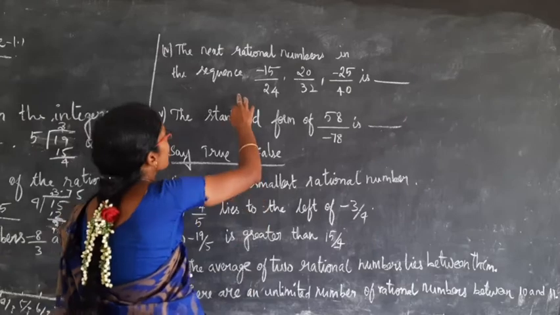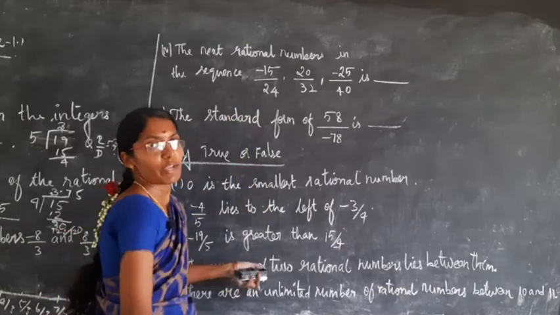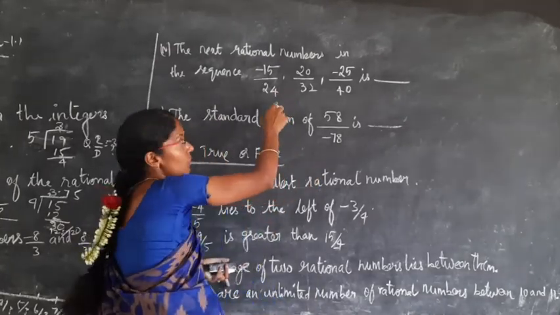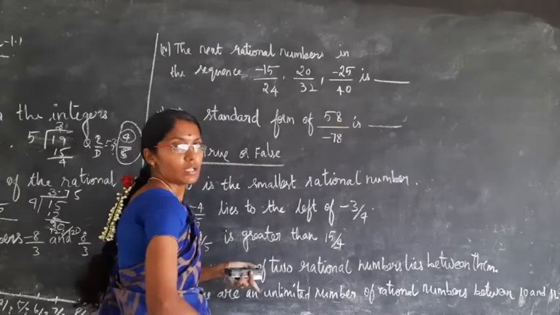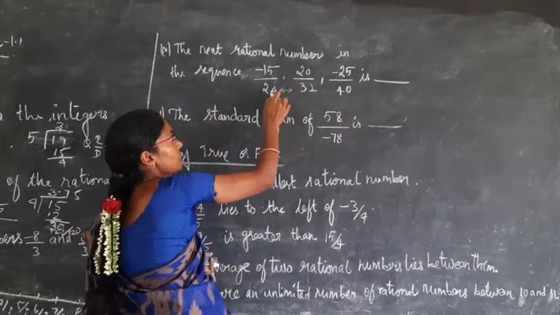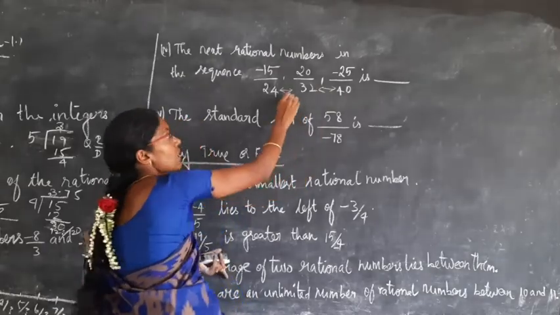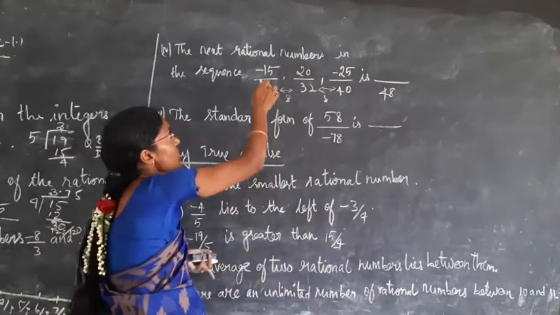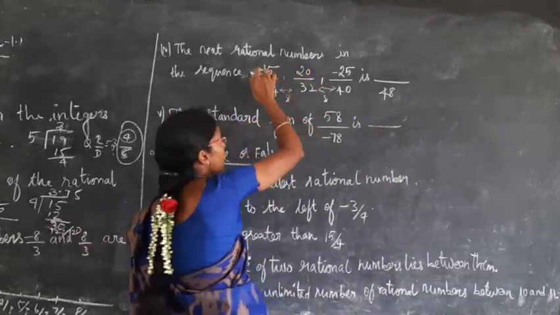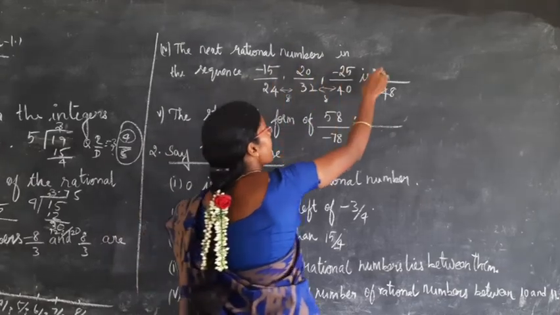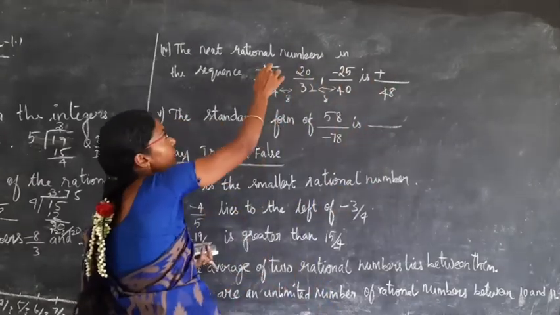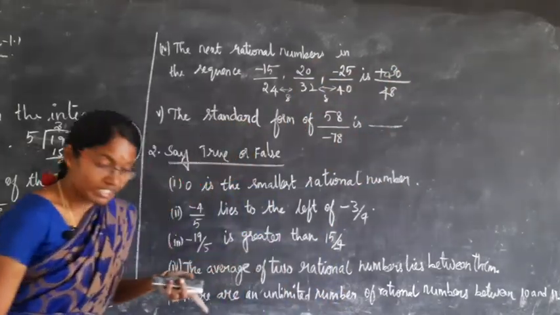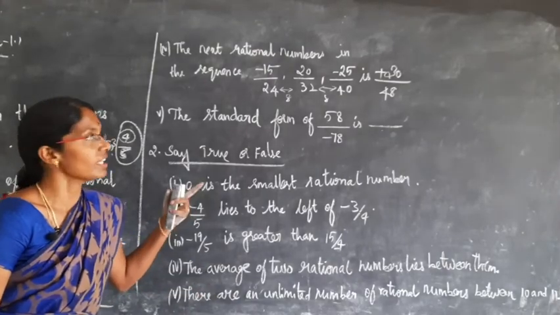So next one, the next rational number in the sequence. So how will you find the next rational number in the sequence? So see here, it is 24, 32, 40. The gap between these two numbers is 8. So what is the next number? It will be 48. Okay. So next minus 15, 20, that is plus, minus, plus, minus, here will be plus. So next one 15, 20, 25, what is the next one? 30. So it is a simple method. You can easily find the next rational number.